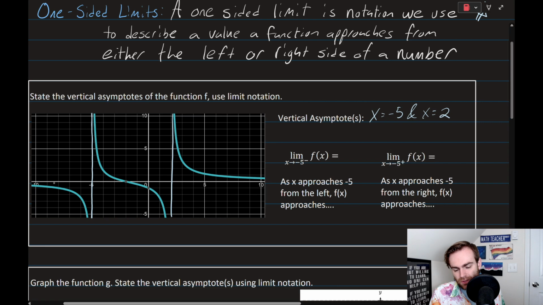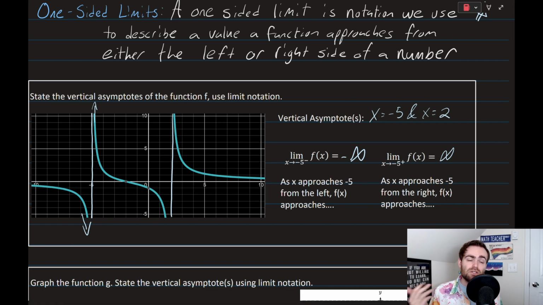As the function approaches -5 from the left, it's going down forever. So that would be -infinity. And as the function approaches -5 from the right, it's going up forever. So that would be +infinity. Not too bad. Unfortunately, it's a lot more writing for the limits, but it allows us to describe the behavior of asymptotes when they go in opposite directions.